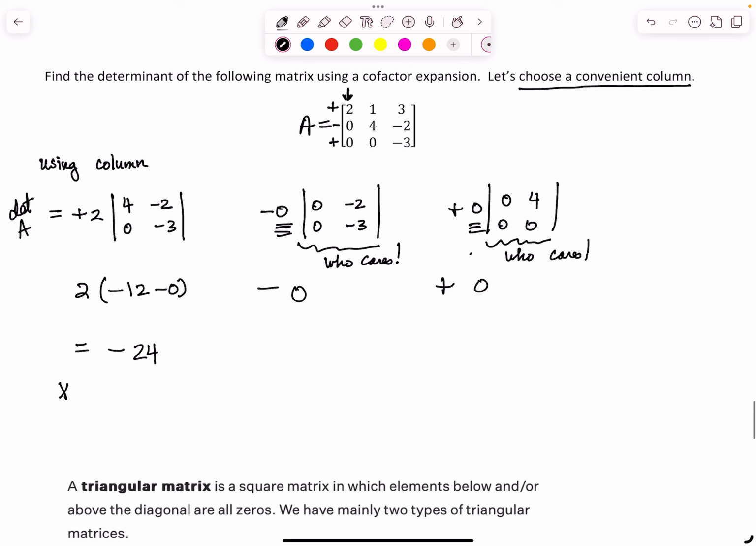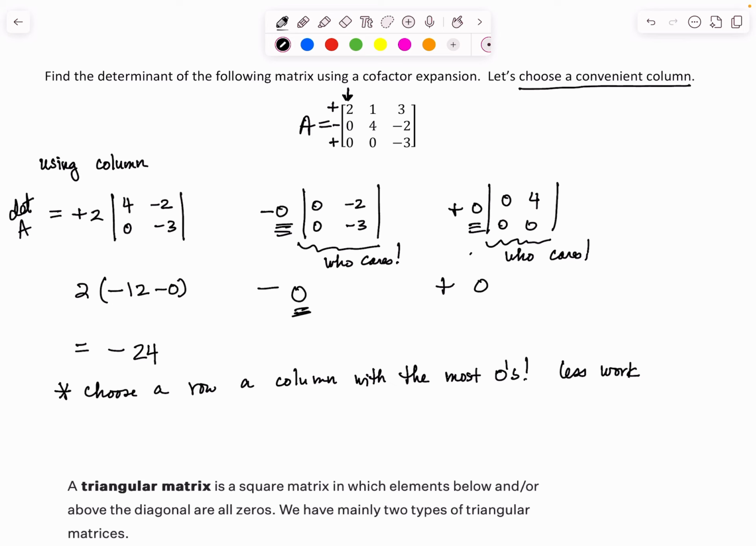So it's good advice: choose a row or column with the most zeros. That means you're going to have less work, because when one of the entries is a 0, we don't even need to figure out what the determinant of the submatrix is, because you're going to ultimately multiply it by 0.